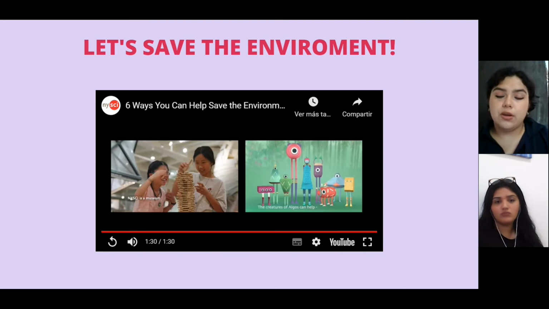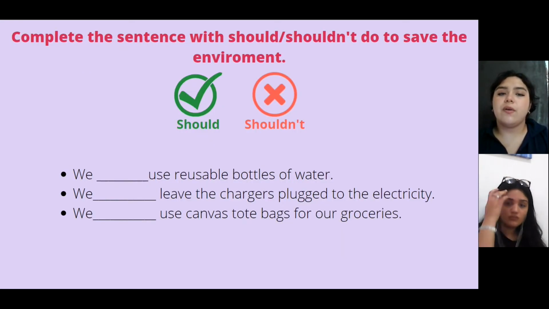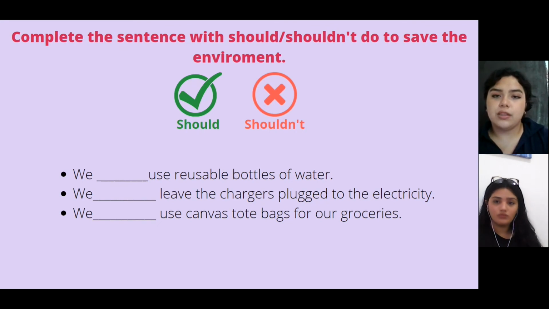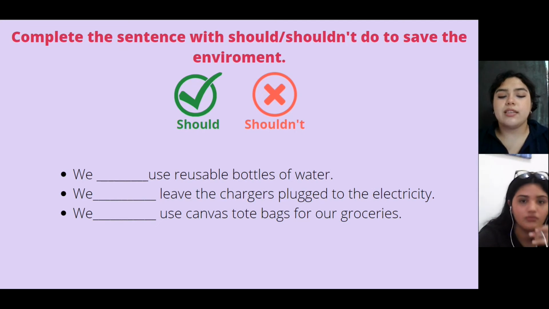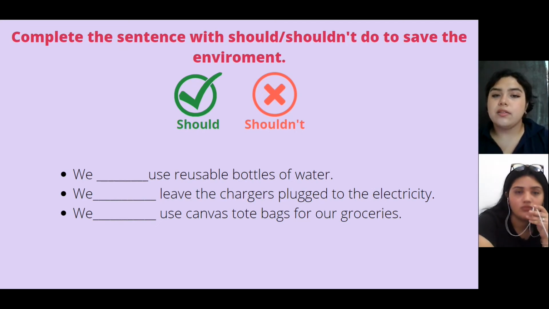So this was the end of the video, and now that we have watched it, we are going to move to the following activity. So here we have the activity, and you have to complete the sentences with should or shouldn't do to save the environment. You need to base your answers on what you saw previously in the video. So first we have, we blank space use reusable bottles of water. What is the answer, should or shouldn't?